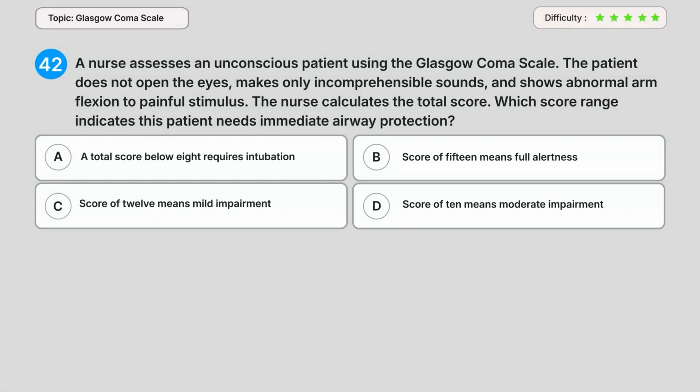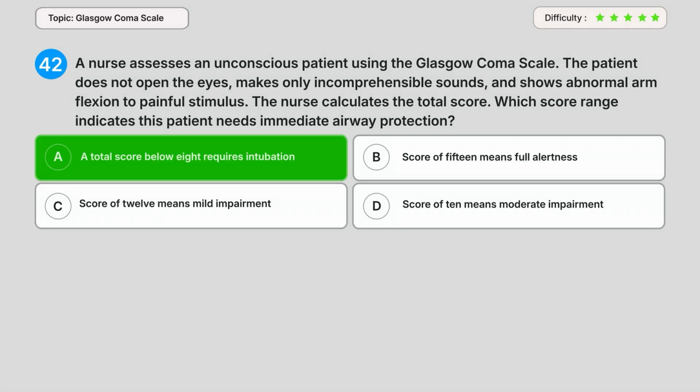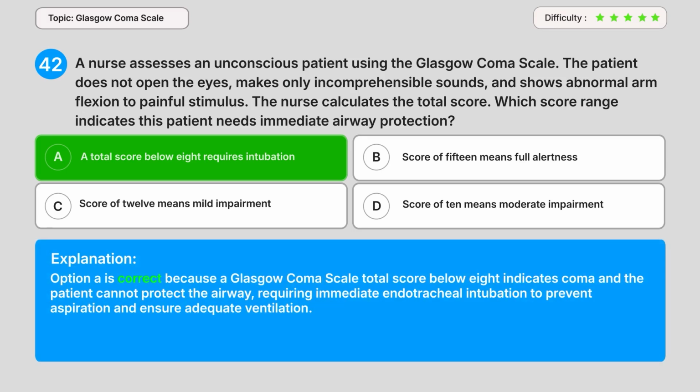Correct answer. A. A total score below 8 requires intubation. Explanation. Option A is correct because a Glasgow Coma Scale total score below 8 indicates coma, and the patient cannot protect the airway, requiring immediate endotracheal intubation to prevent aspiration and ensure adequate ventilation.